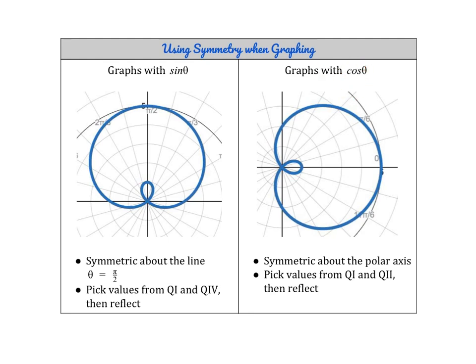And then for any graph involving cosine, it's always going to be symmetric across the polar axis, our horizontal axis. So that means if we have graphed values that maybe are in quadrants 1 and 2, then we can reflect them to graph values that are down here, or vice versa, depending on where our points fall.